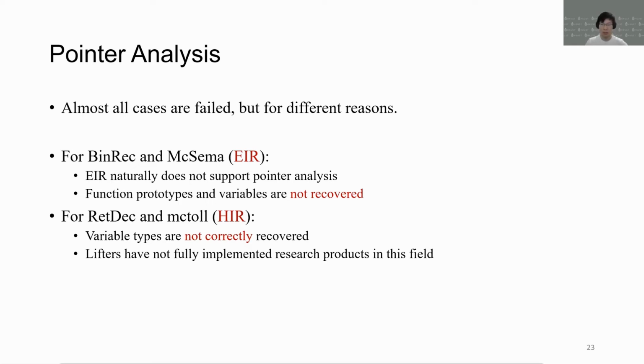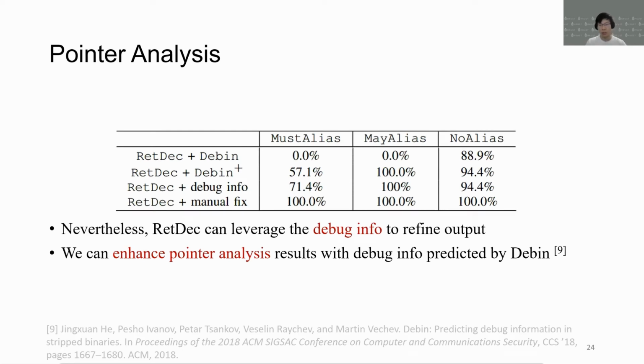We further investigated their algorithms and found that lifters have not fully implemented research products in the reverse engineering field. Nevertheless, RetDec can leverage debug information to refine its output. Thus, we are able to enhance pointer analysis results with the help of advanced methods in reverse engineering. For example, DEBIN, published in CCS 18, can be used to predict the debug information for stripped binaries.